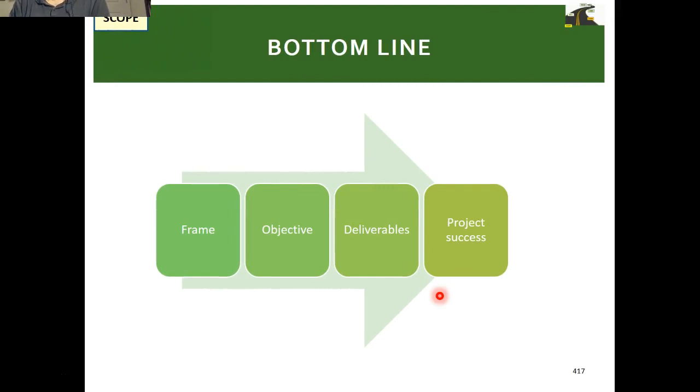So the bottom line is FOD. That'll lead to project success. Frame it, understand, and make sure you've controlled that frame. Make sure that you have defined very, very clear and SMART objectives. And make sure you've defined deliverables. This is going to be very critical, not just for your presentation next week, but also for your final presentation and deliverables.